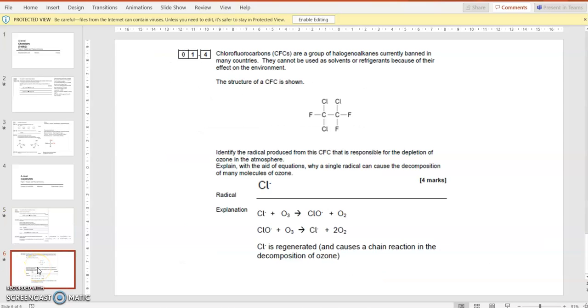And we've got another one here, so I've got a chlorofluorocarbon. Remember, anything with chlorine in it can form radicals. So because the Cl can break off and make a Cl dot. And again, we've got something very similar to what we saw before. Cl dot and O3 forming ClO dot and O2. ClO dot reacting with more ozone to form Cl dot and 2O2. And the Cl is regenerated, which means that it's going to carry on reacting in something called a chain reaction.